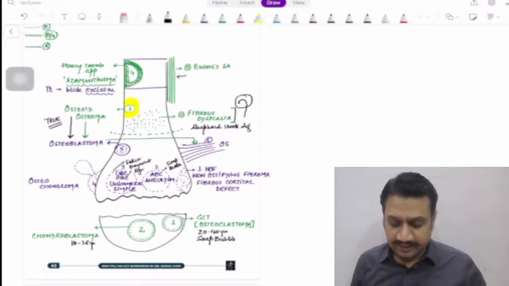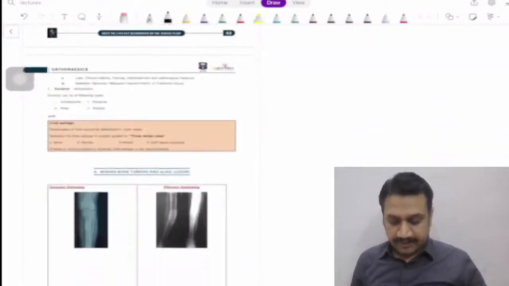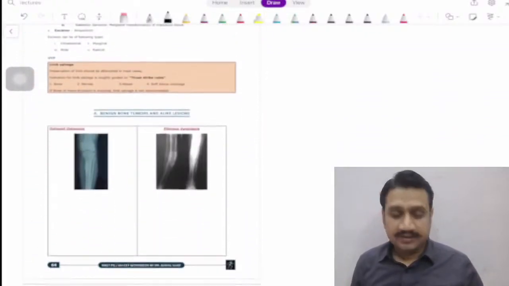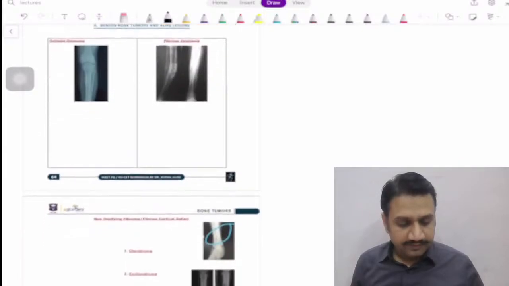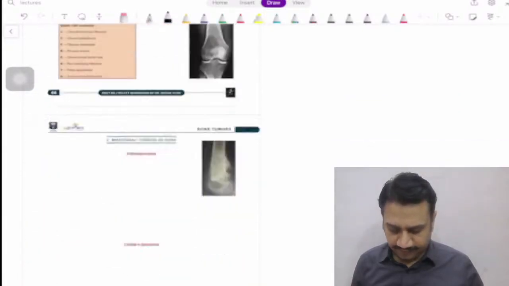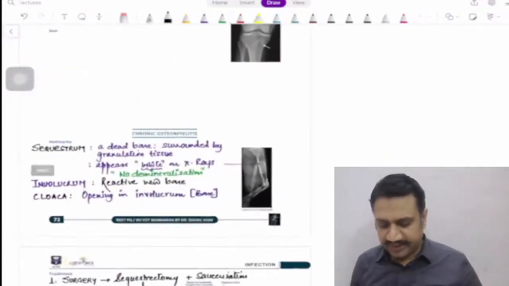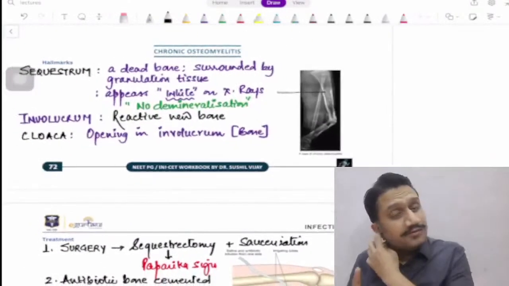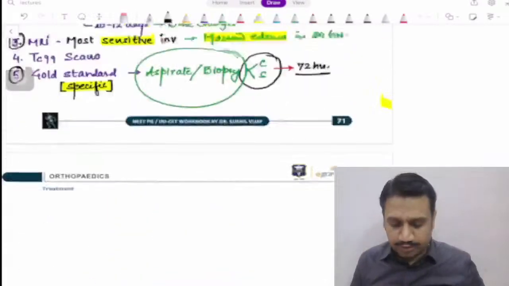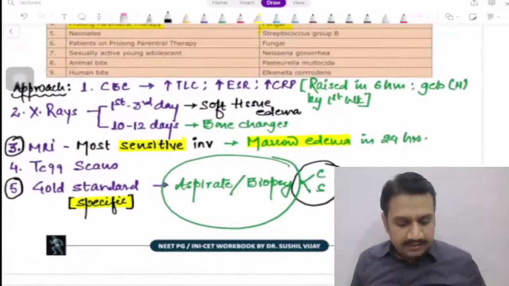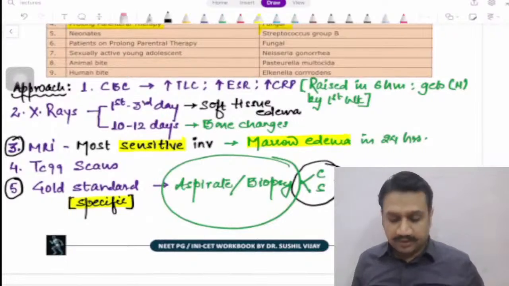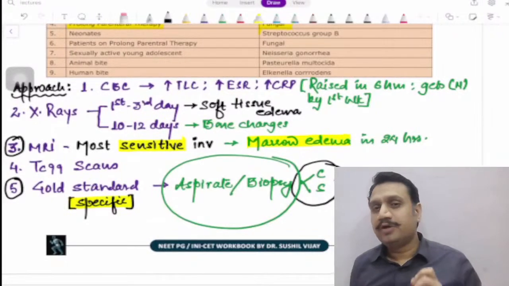Now see, next after the tumors, we have the images of osteomyelitis, right? Now see, if you get an image of osteomyelitis, first of all, in the infections, I want you to remember two most important things.